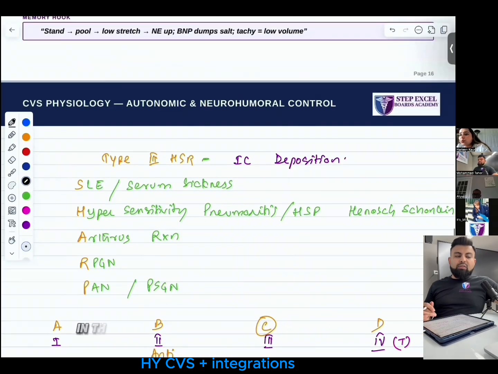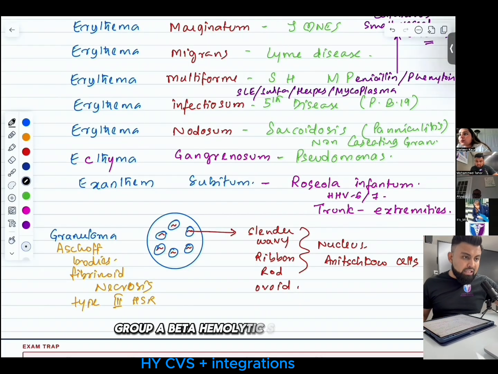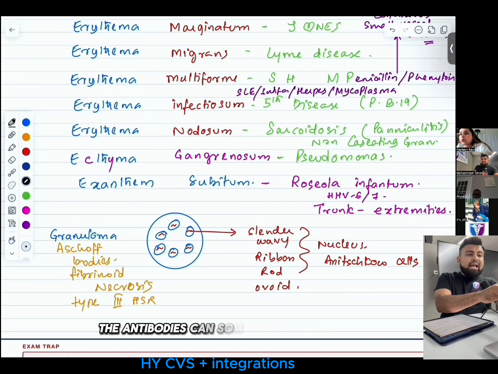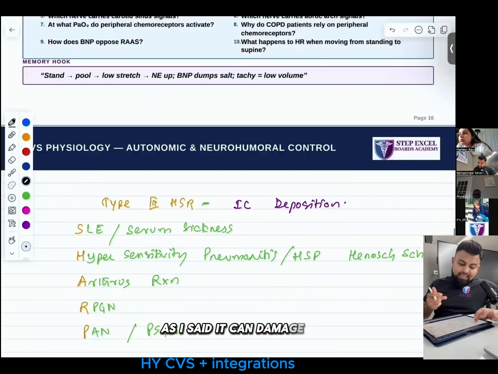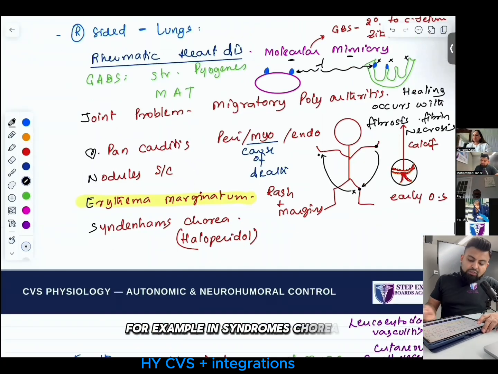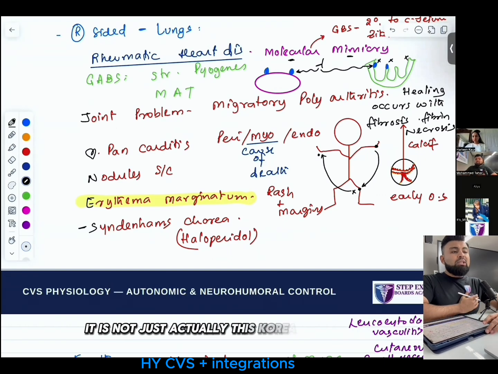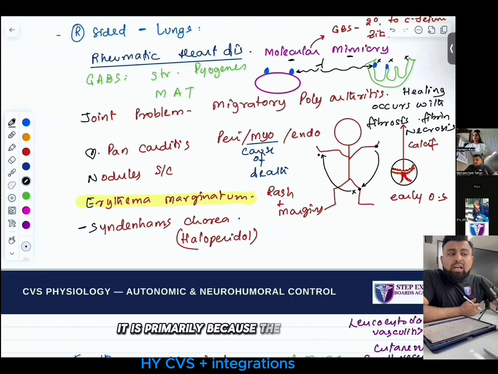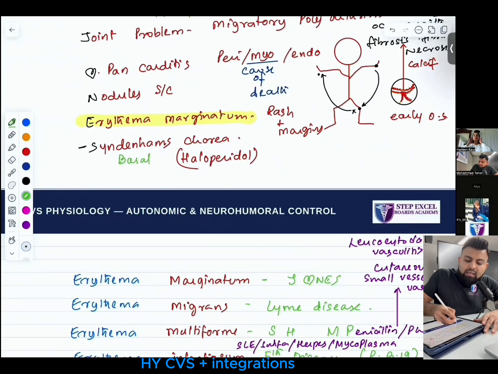So coming back to what we were discussing in rheumatic fever or rheumatic heart disease, just remember these integrations. Group A beta hemolytic streptococci, the antibodies can sometimes bind to different sites, and when they bind to different sites, as I said, it can damage, right? Now here, for example, in Sydenham chorea, this choreiform movement is primarily because the antibodies target the basal ganglia.